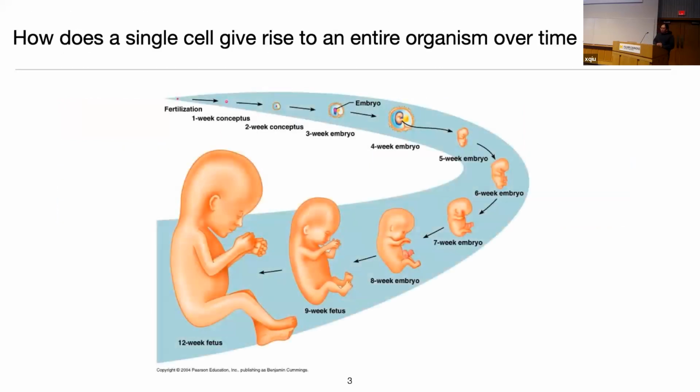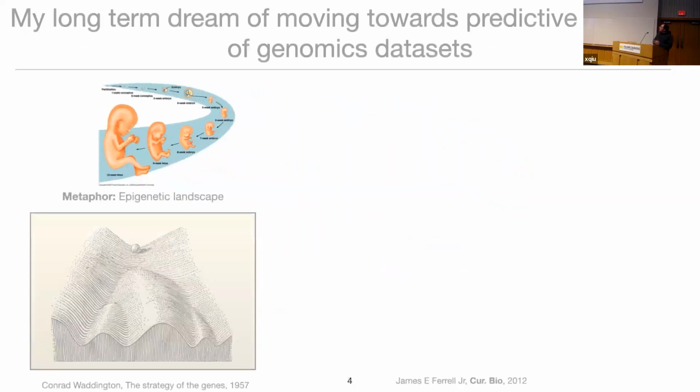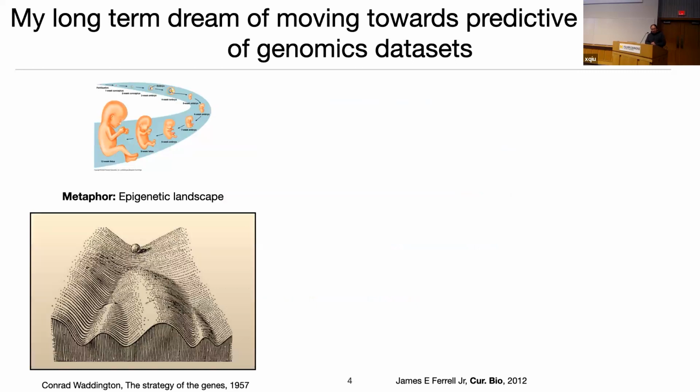Specifically, similar to an astronomer who is interested in understanding how the planets move over time, as a biologist, we are also interested in understanding how a single fertilized cell gives rise to an entire organism with trillions of cells in a precisely and spatiotemporally controlled manner. This really dates back to when I was a master's student, and I was fascinated by the epigenetic landscape proposed by Conrad Waddington, a very elegant metaphor that describes how the progenitor cell can give rise to all kinds of terminal cell types.